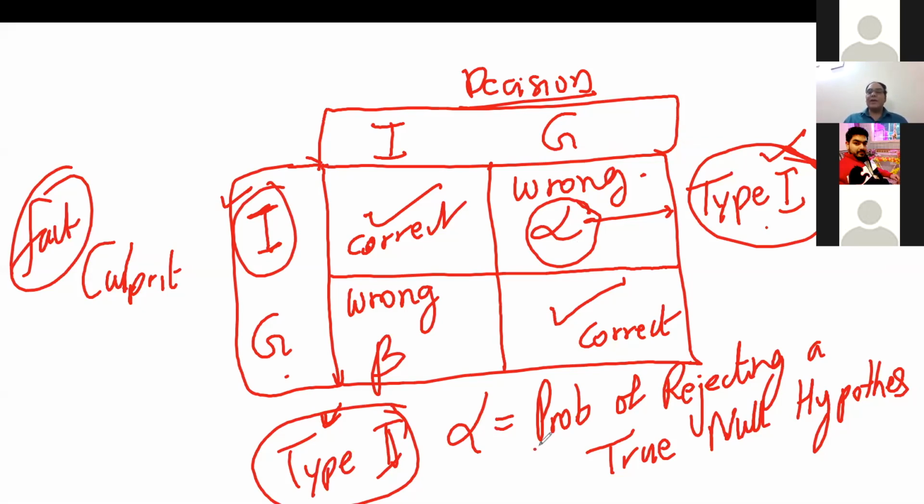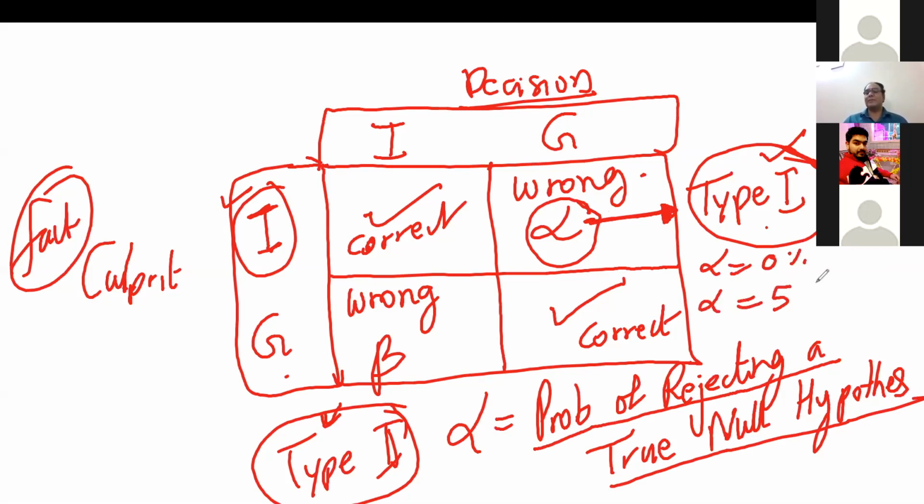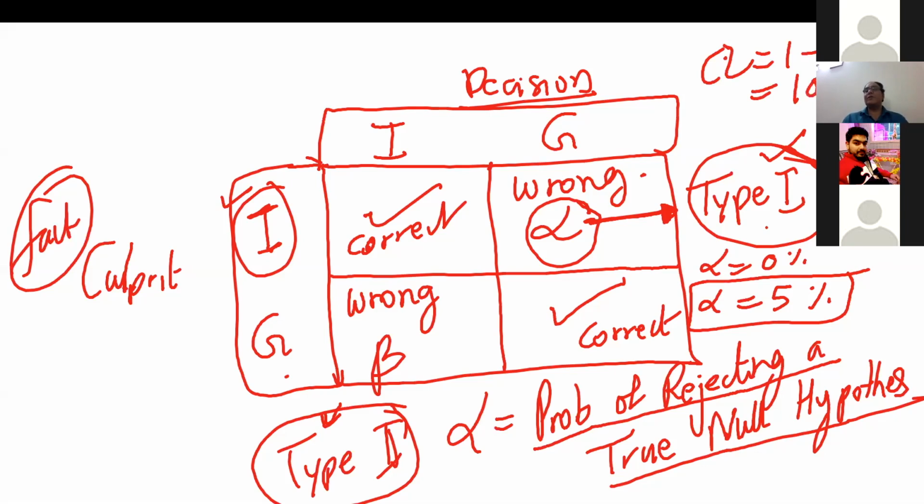Alpha can be defined as the probability of rejecting a true null hypothesis, or the probability of rejecting a hypothesis when it is actually true. So this alpha is considered to be more dangerous in statistics, and we decide the level of alpha. In medical science the alpha should be considered as 0%, but in social science it is considered as 5%. So in social science the alpha is 5%, and confidence level is equal to 1 minus alpha, which is 100 minus 5%, and my confidence level is 95%.